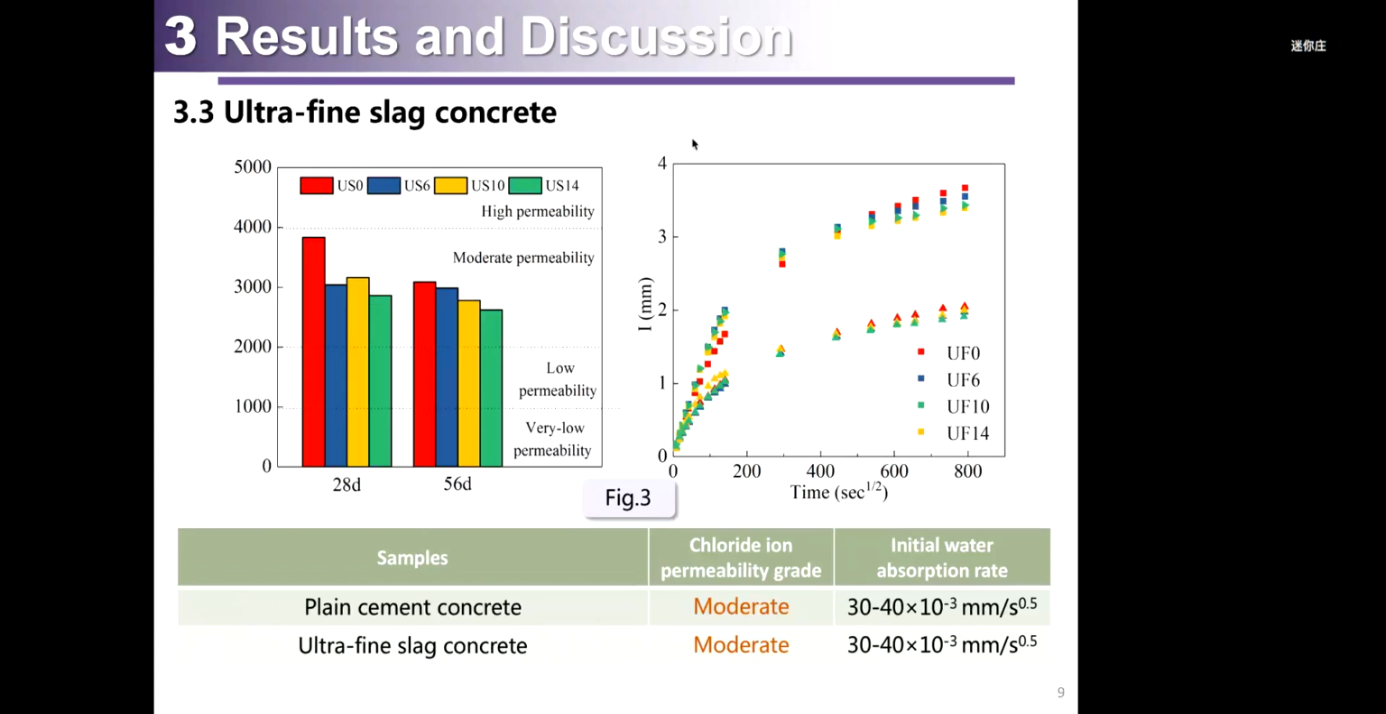Figure 3 shows the results of the plain cement concrete and ultrafine slag concrete. The chloride ion permeability grades of plain cement concrete and ultrafine slag concrete at both 28 days and 60 days are all moderate. It can be seen that, inconsistent with the results of the chloride ion permeability, there is not much difference in the initial water absorption rates between the plain cement concrete and ultrafine slag concrete, which are all between 13 and 14 times 10 to the minus 3 millimeter per square root of the second.